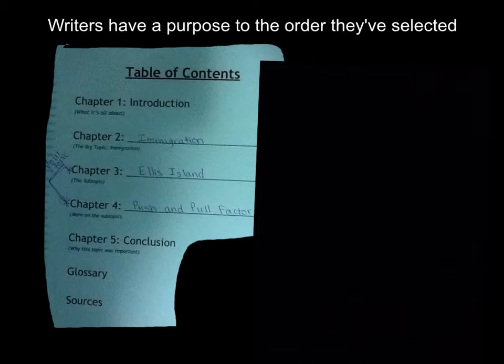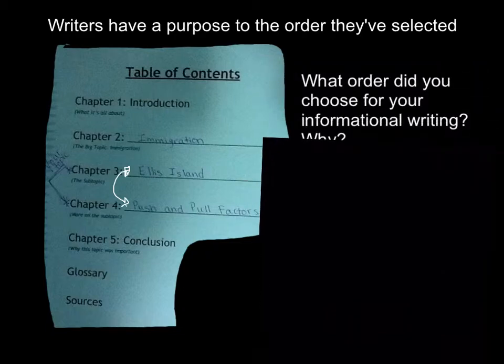Now let's take a look at the order that you've selected for your table of contents. We know in mine I'm going to switch these two chapters, chapter 3 and 4, around. Let's look at yours and ask those same two questions. First of all, what order did you choose for your informational writing? And why did you choose that order? We always want to have a purpose in what we do. Go ahead and turn and talk with your partner and discuss these two questions.